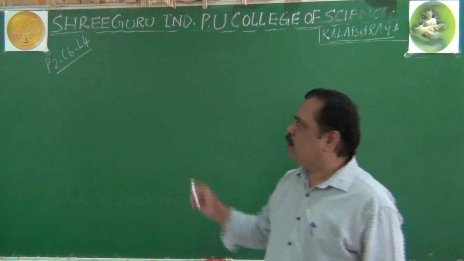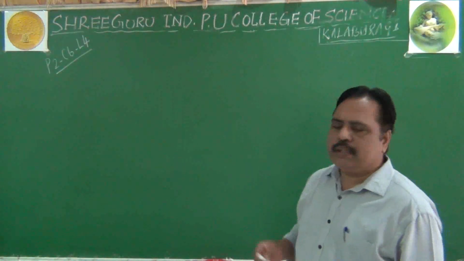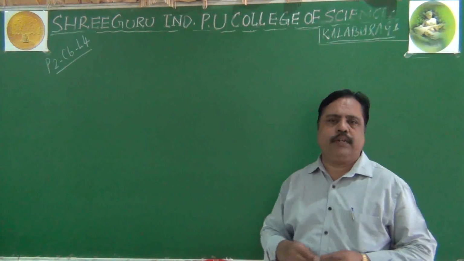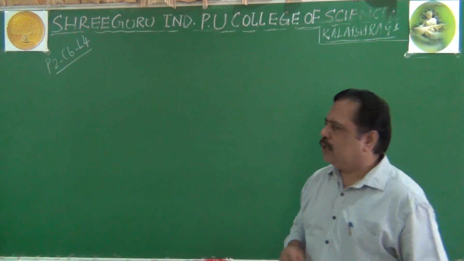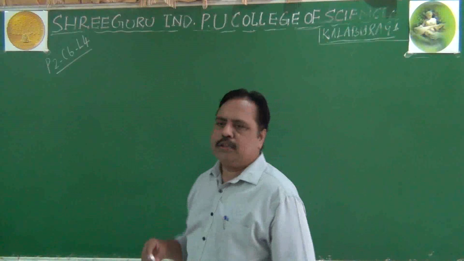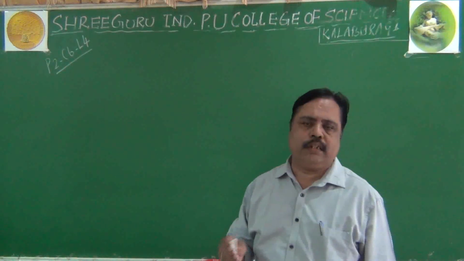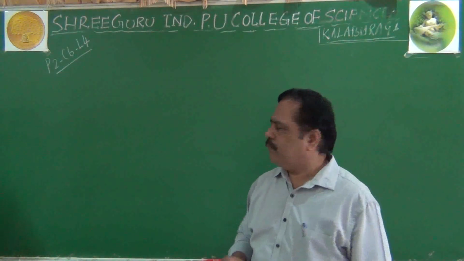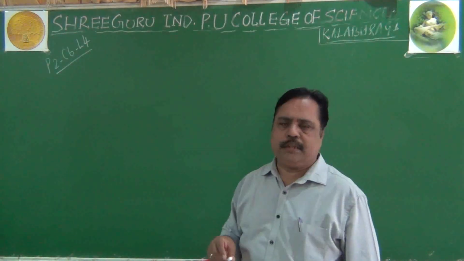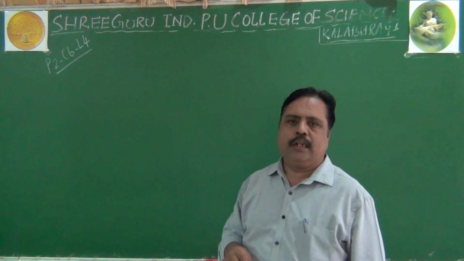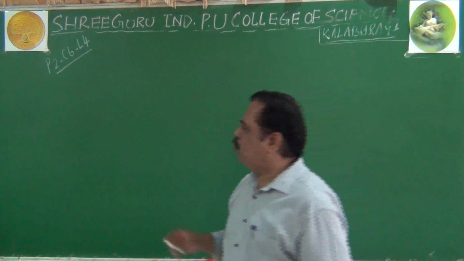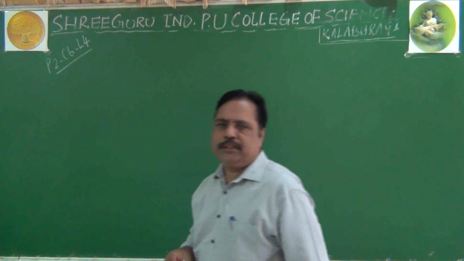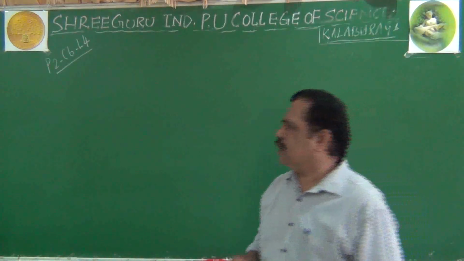So in the molecular basis we were seeing about the structure of a nucleotide in the previous class. A nucleotide is made up of sugar, nitrogenous base and phosphoric acid. In the previous lecture, I was telling you about the construction of a nucleotide chain also. How to construct a polynucleotide chain we have seen in the previous class.